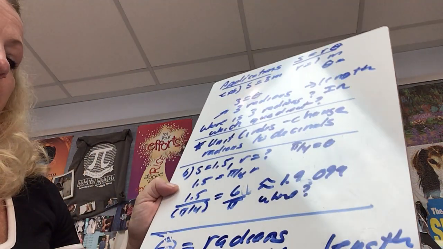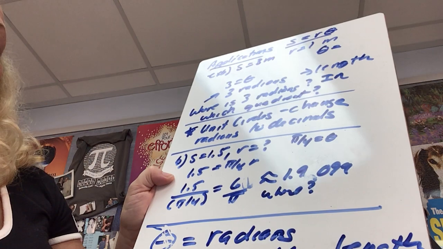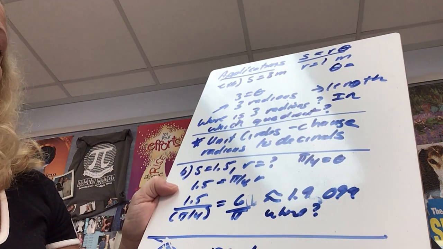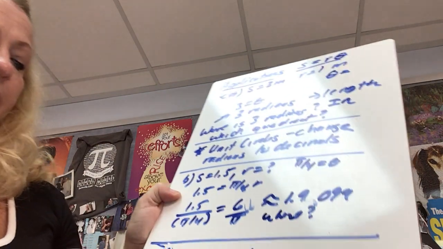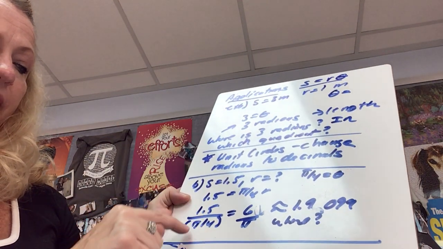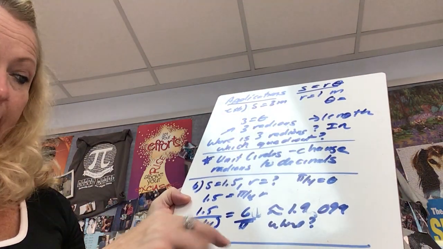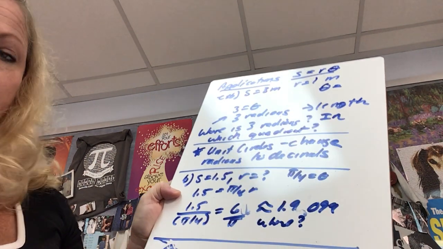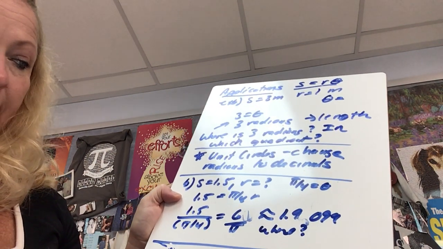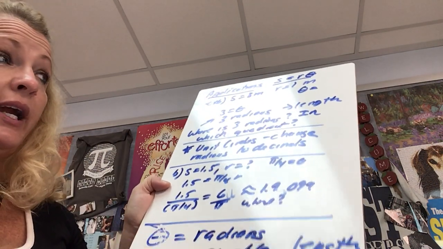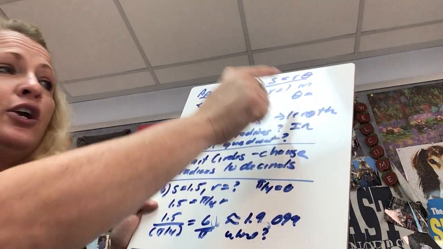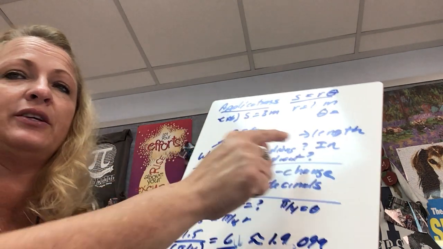Okay, so let's take a look at B. If my arc length is 1.5, I don't remember the unit they gave, and my theta is pi over 4, find my radius. So all I do is take 1.5 divided by pi over 4, and I get 6 over pi, which is approximately 1.9099. Okay, so remember, theta is measured in radians. So when you use this, you have to make sure theta is in radians.